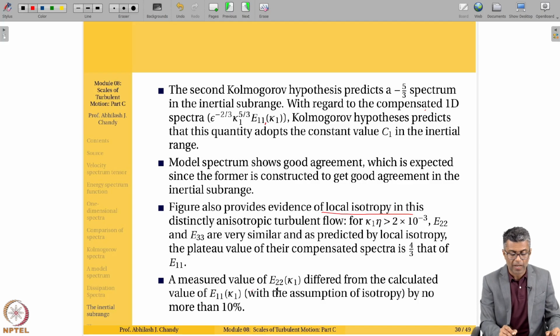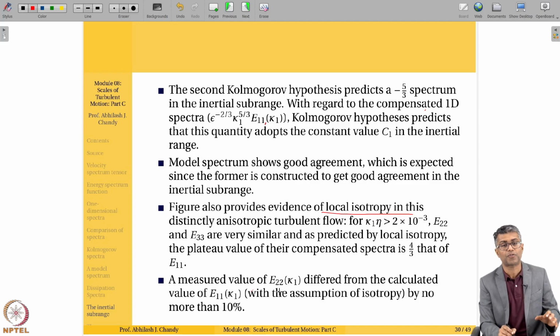So a measured value of E22 of kappa 1 differs from the calculated value of E11 of kappa 1, even with the assumption of isotropy, but by no more than 10%. So it's still pretty close. That means the isotropic hypothesis still holds.